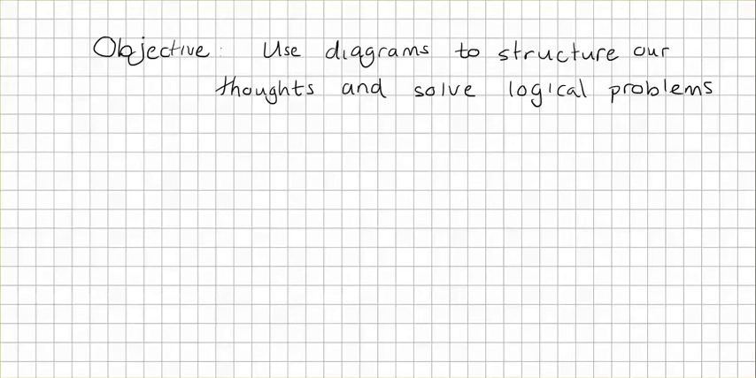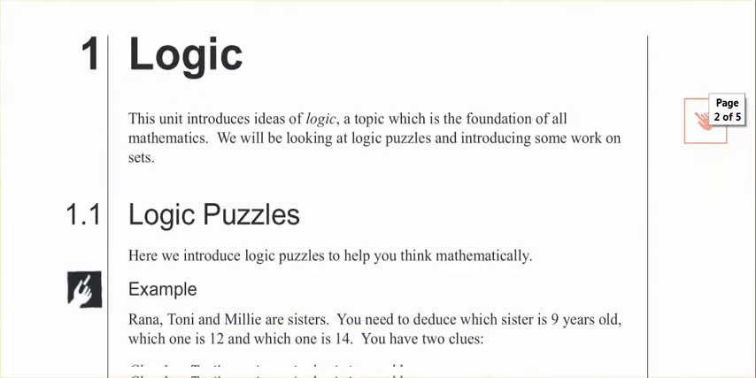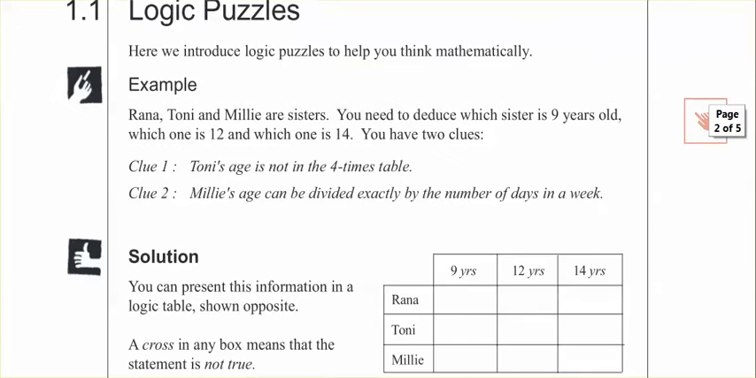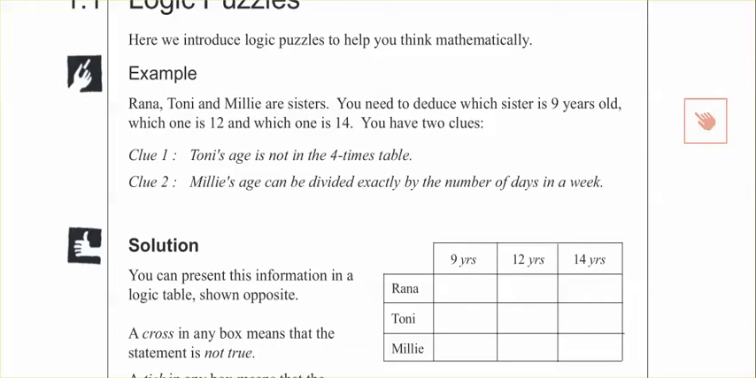5, 6, 7. So, what we're doing today, using diagrams to structure our thoughts and solve logical problems. I'm just going to scroll down here. Okay, this is the front page in your book. So we're looking at solving logical puzzles. So we're going to go through a couple of examples. All right. So if you want, you can open your book to the same page, but it's there in front of you. This is all you're going to look at.